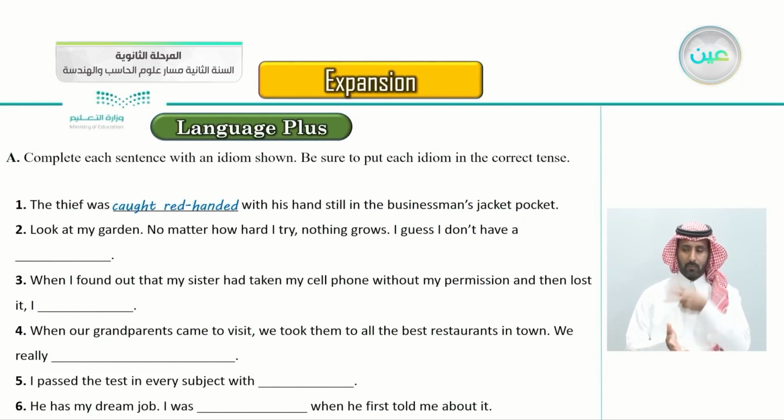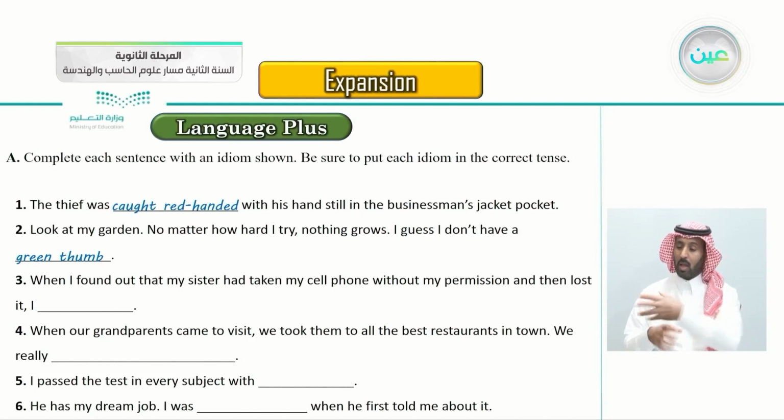Number two: look at my garden. I think we know the answer here. No matter how hard I try, nothing grows. I guess I don't have a, yes, this is an easy one, a green thumb. So nothing grows in my garden. I don't have a green thumb. Number three: when I found out that my sister had taken my cell phone without my permission and then lost it, was I happy or angry? So of course, I saw red.